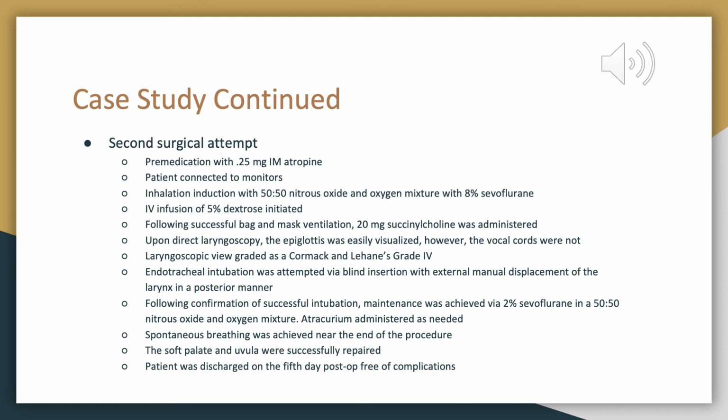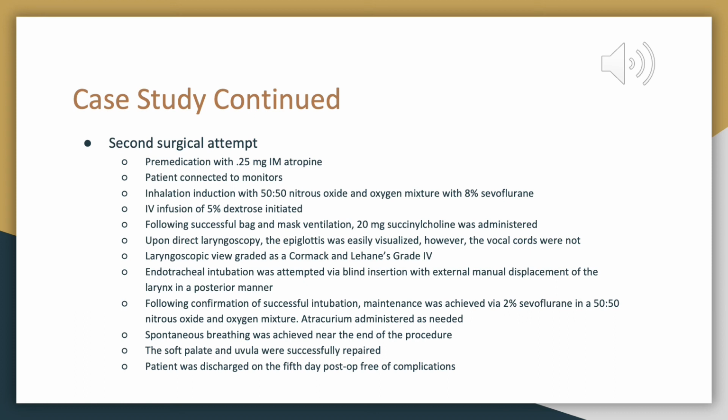During direct laryngoscopy, the epiglottis was easily visualized, however, the vocal cords were not. Again, a Cormack and Lehane's grade of 4 was given. Despite the grade 4 view, endotracheal intubation was attempted via bougie insertion in conjunction with external manual displacement of the larynx in a posterior manner. The intubation was successful and maintenance anesthesia began.